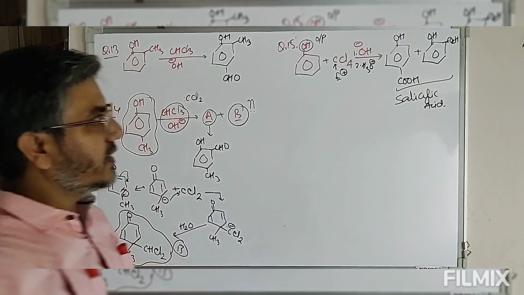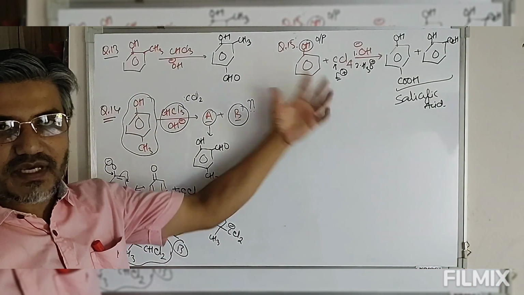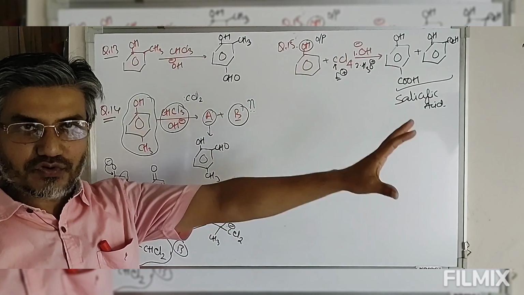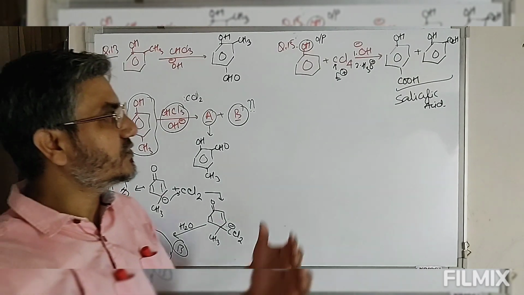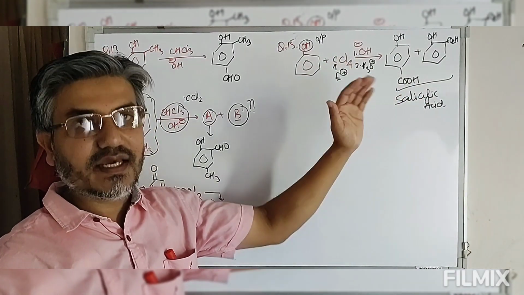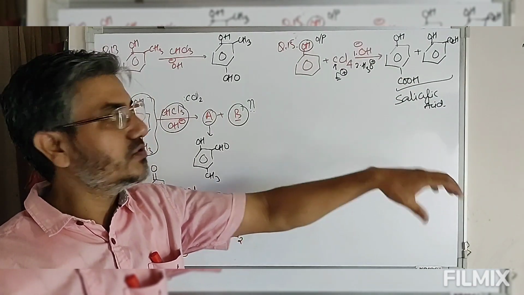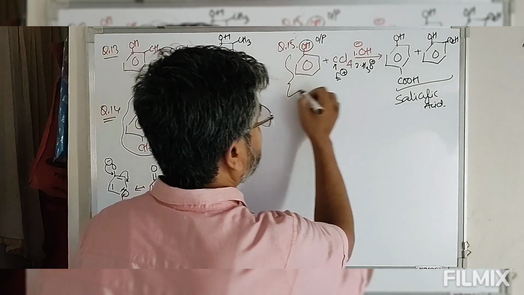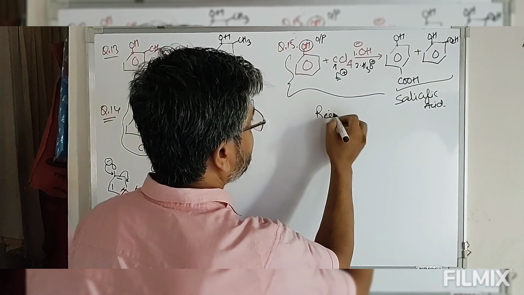So now when we use chloroform, an aldehyde group is introduced at ortho and para position if we have a pure phenol. Instead of chloroform, if you are using carbon tetrachloride, then an acid functional group is introduced at ortho and para position. So this reaction is also known as Reimer-Tiemann reaction.